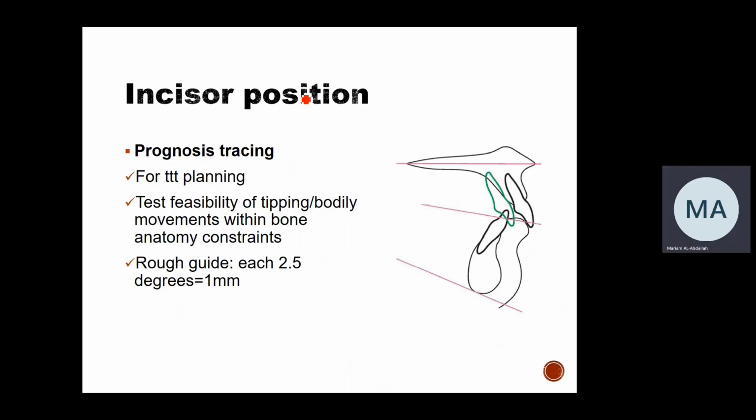So this is used for treatment planning, and it tests the feasibility of tipping or bodily movement within the bone anatomy constraints. And we have a rough guide: if you change the angle of the incisors by 2.5 degrees, that means that in the anteroposterior dimension, they will change about 1 millimeter. So if you retrocline the upper incisors 5 degrees, that means the incisal edge has moved backward 2 millimeters. Just a rough guideline, okay? And then we look at our planned treatment. Is it possible? Is it feasible? Is it realistic or not?